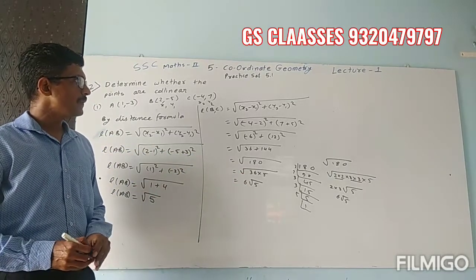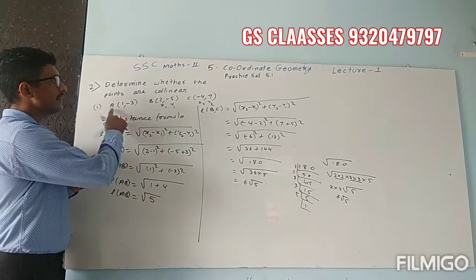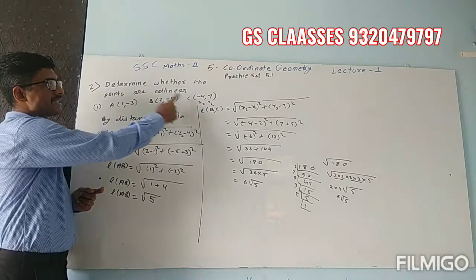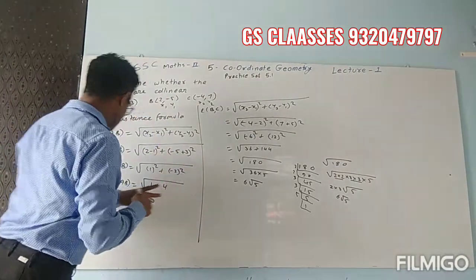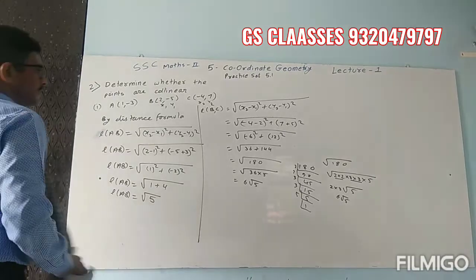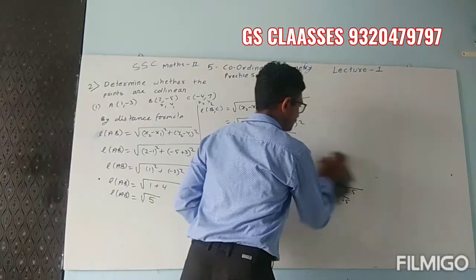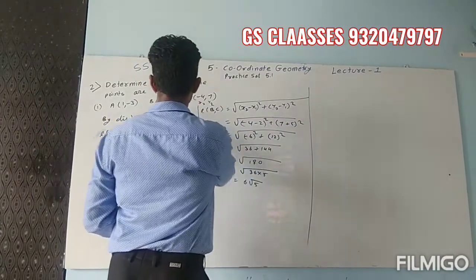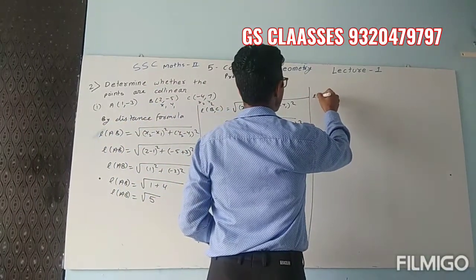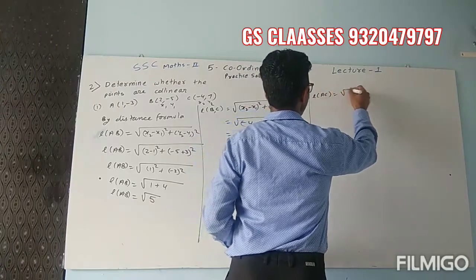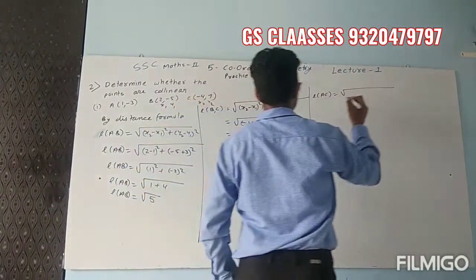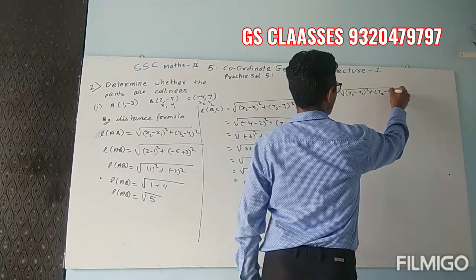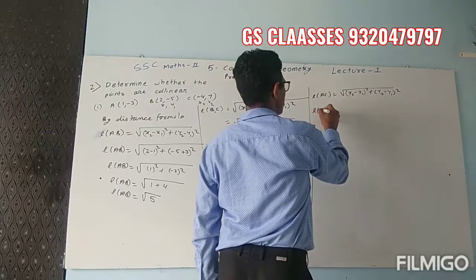Now we will be solving. After we calculated AB, we calculated BC. Now what we have to calculate? AC. So the third distance, what we are going to calculate is AC. Here we will write length AC is going to be, again by using the formula, x2 minus x1 the whole square, y2 minus y1 the whole square.